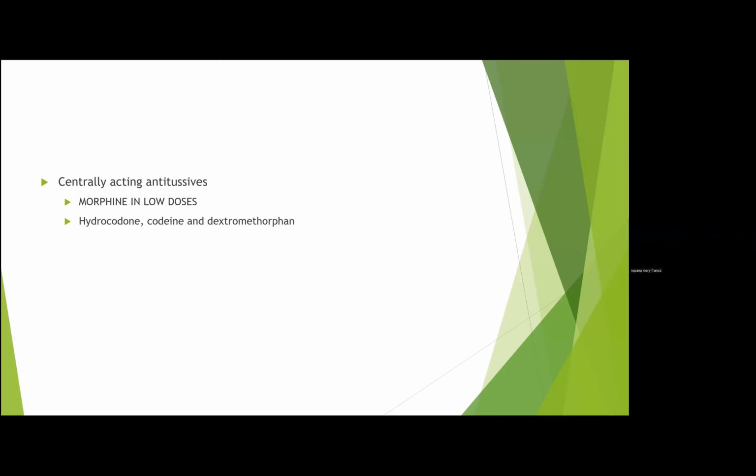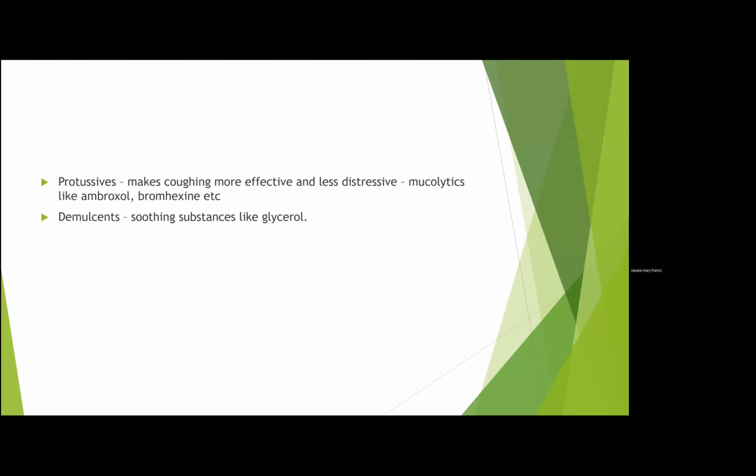We give morphine, same like breathlessness. We give in very small dose. And along with that, supportive measures like protussives and emulsions for soothing substance like glycerol.